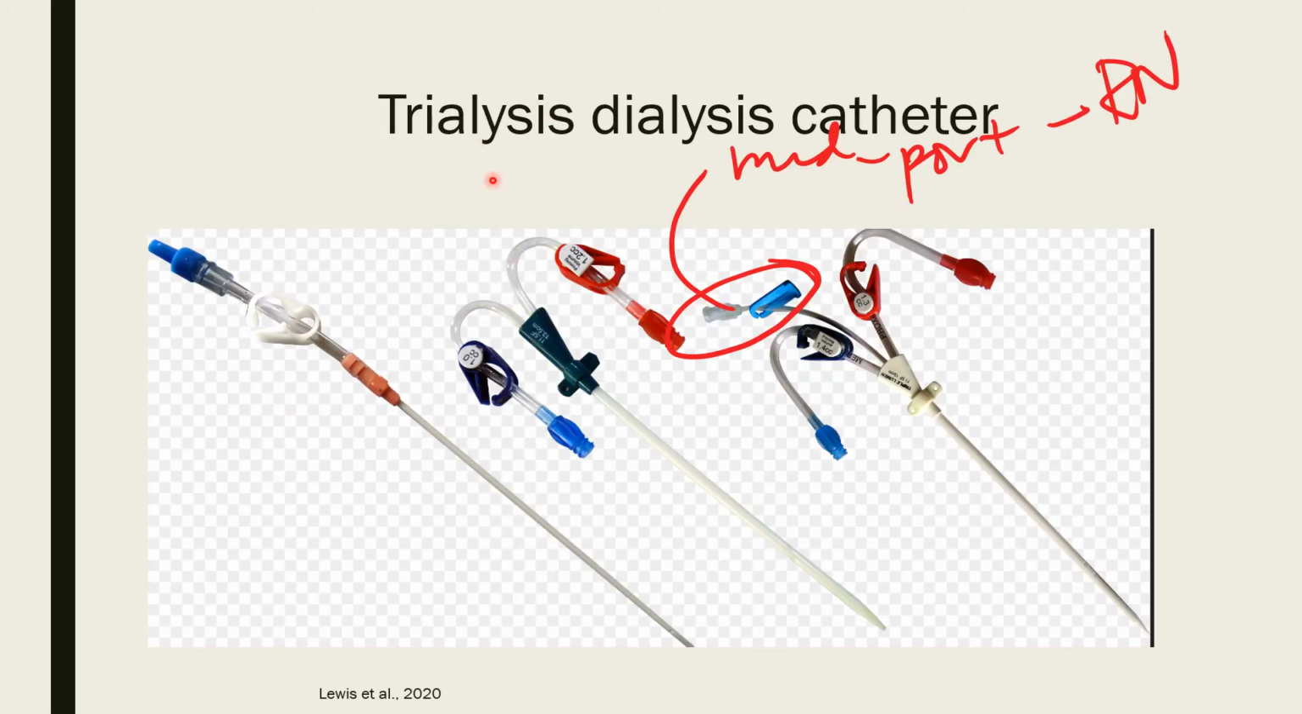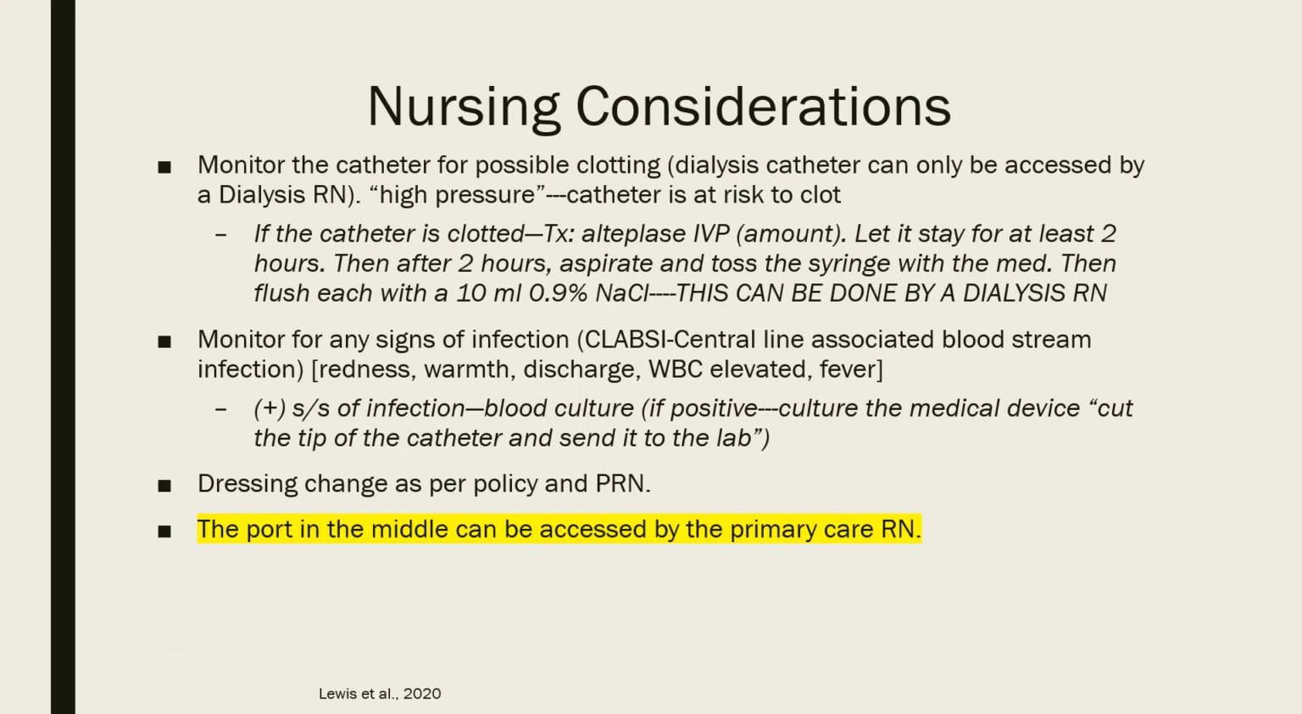Now, the dialysis catheter is another type. So you might see this. The only difference of this to the tunneled one is that it has a third port. Here, as a primary care nurse, you can use that to give fluids and medications. But for the red and blue, that's where the dialysis ports go in. Nursing considerations are pretty much the same as what I mentioned earlier about the tunneled dialysis catheter.